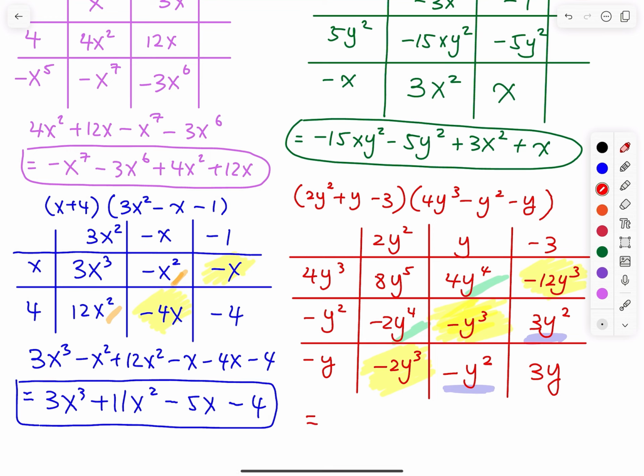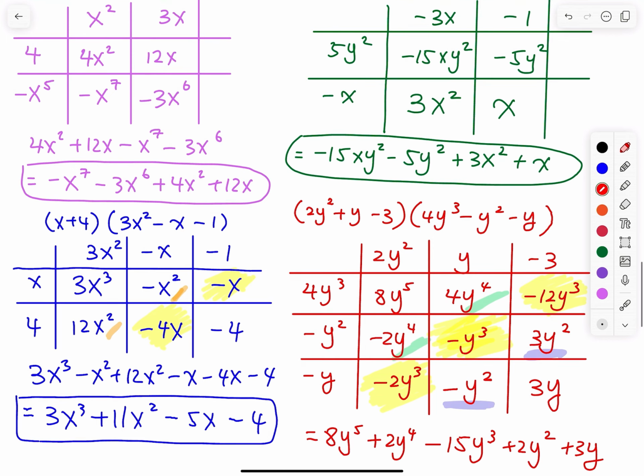So the whole multiplication is equal to 8y to the fifth. Looking at the green highlight, 4 minus 2, positive 2y to the fourth. And then the yellow highlight, negative 12 minus 1 minus 2, so negative 12 minus 3 is negative 15y to the third. And then look at the purple, 3 minus 1 is 2y squared. And then the 3y itself. And then this is done. I am checking my notes to make sure everything is okay. Negative 15. Yep, everything is good.